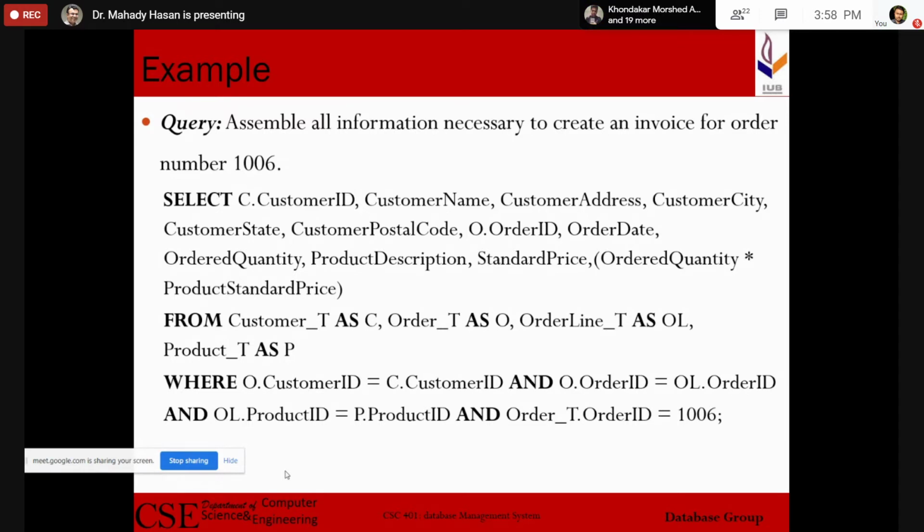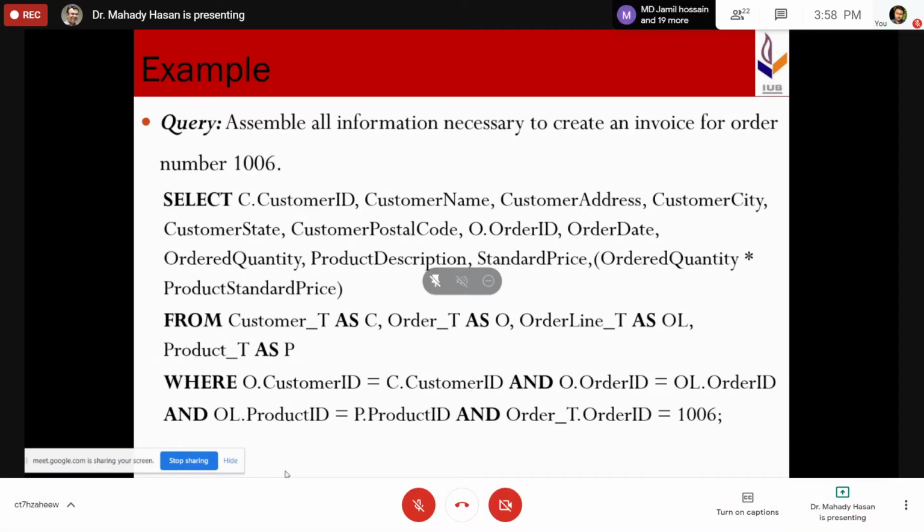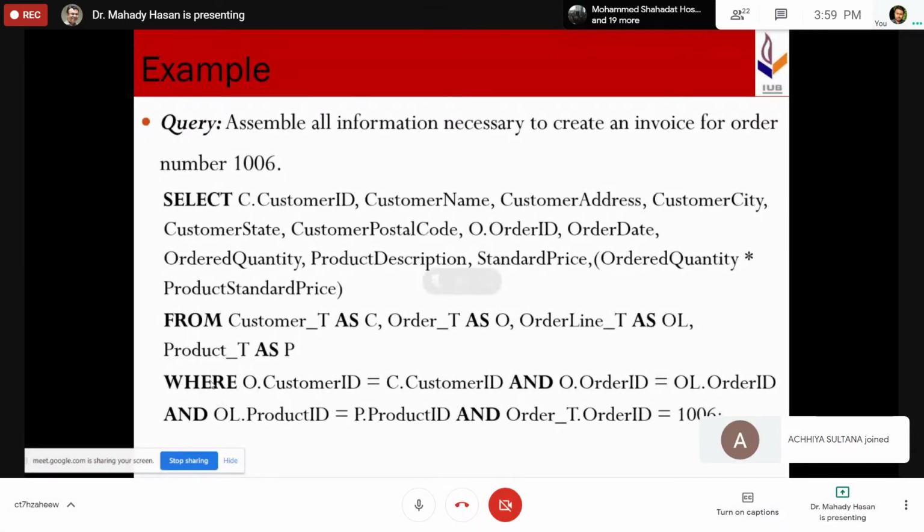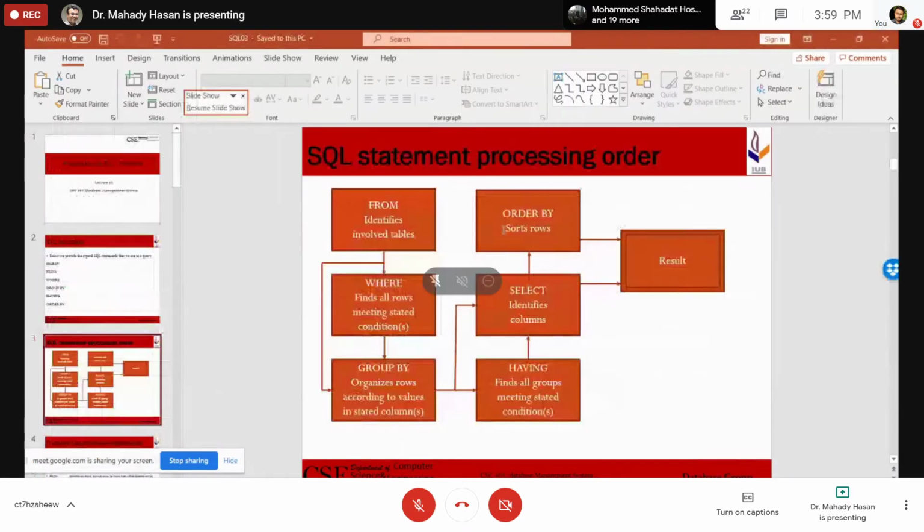Can you look into the where clause? Where customer dot customer id equals order dot customer id. Is there a join here? Exactly. So here in the condition we have mentioned customer id is equal to order dot customer id, and order number is equivalent to order line dot order number, order line dot product number is equal to product dot product number. So the joining has been made under which clause? Under the where clause.